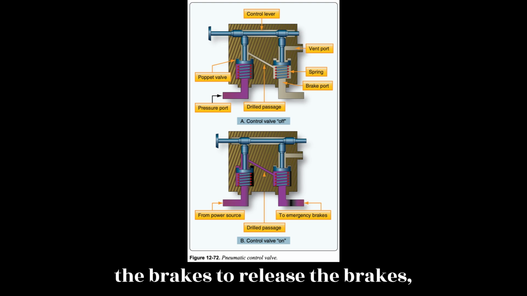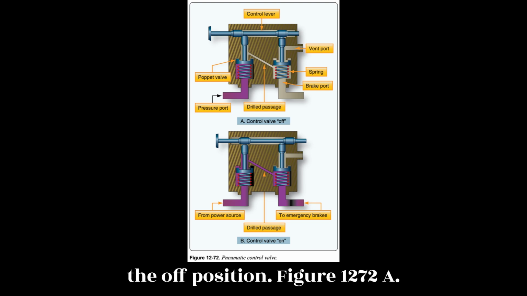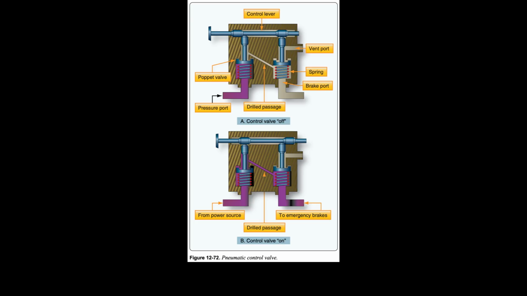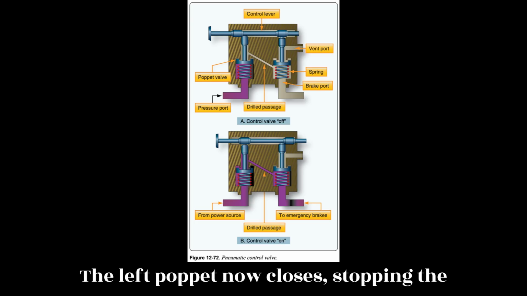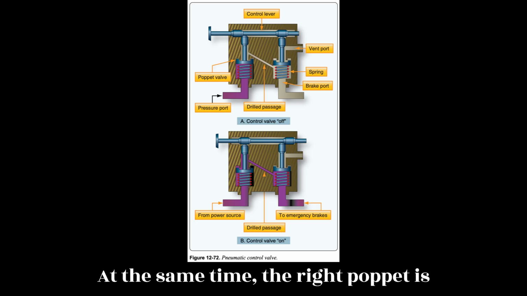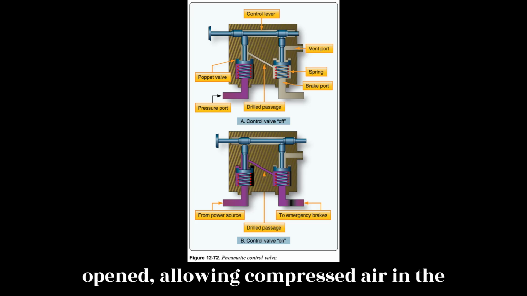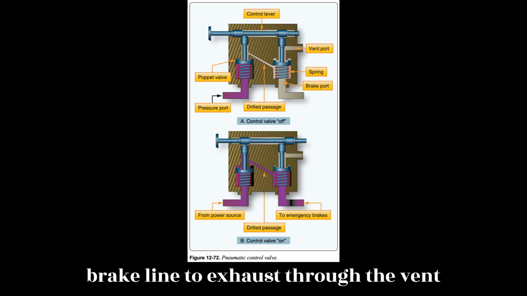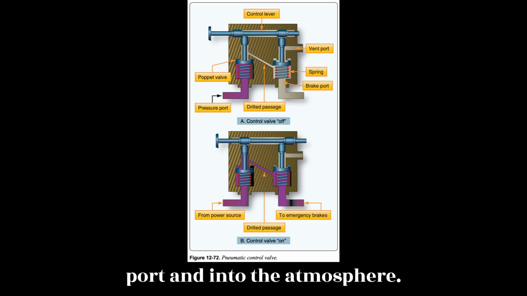To release the brakes, the control valve is returned to the off position, Figure 12.72a. The left poppet now closes, stopping the flow of high-pressure air to the brakes. At the same time, the right poppet is opened, allowing compressed air in the brake line to exhaust through the vent port and into the atmosphere.